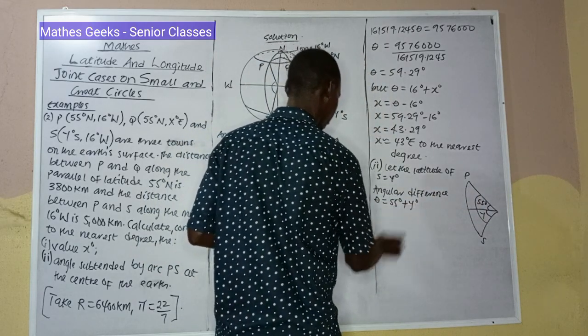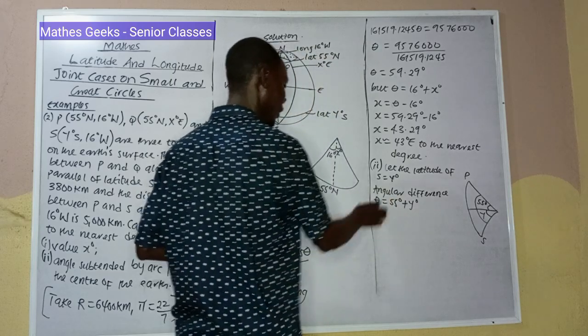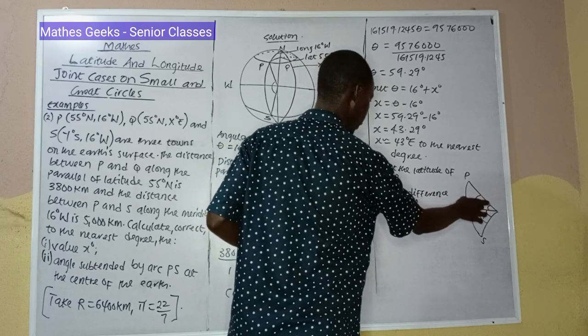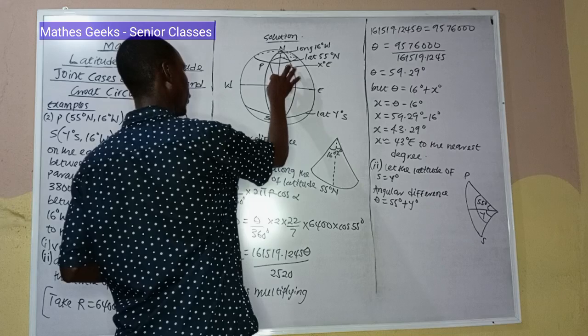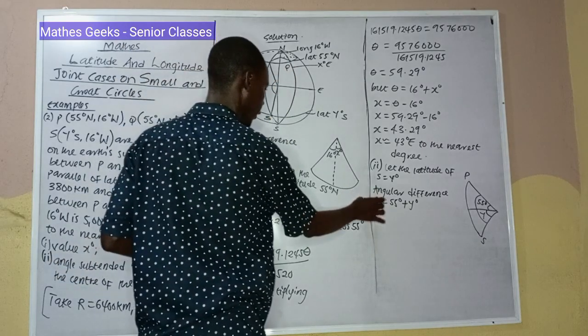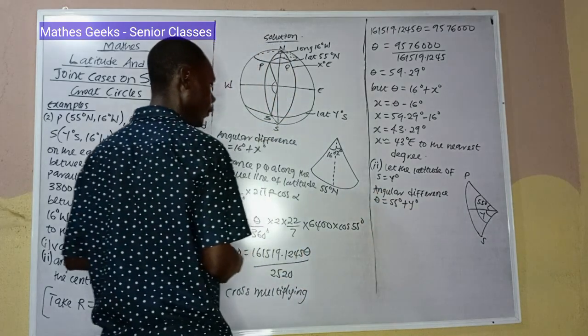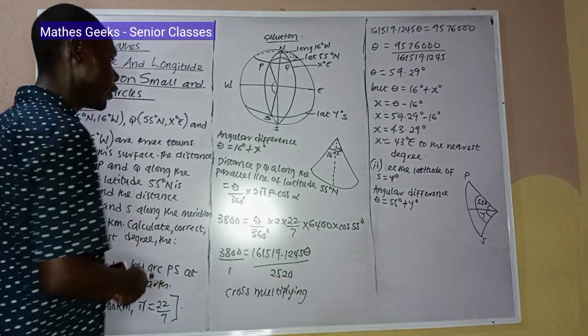We are solving for theta, not y. Theta is the angular difference between P and S, the whole angle from this line to this line. Once we get the value of theta, we can get the value of y. So the angular difference is 55 degrees plus y. Now let's go on to the distance.